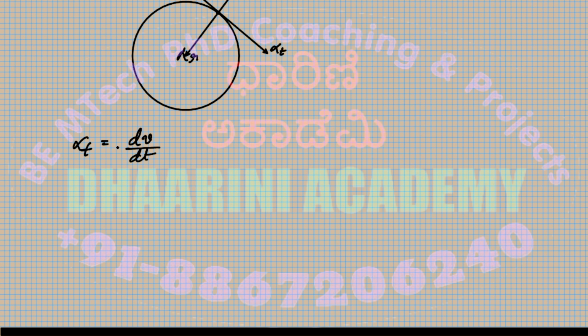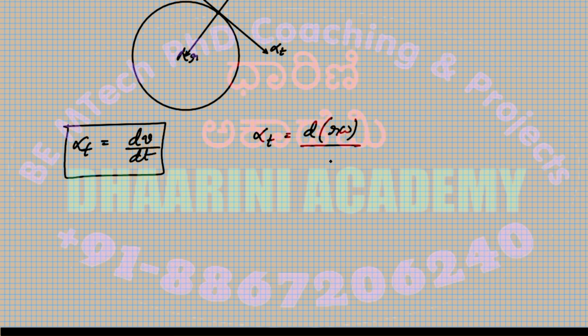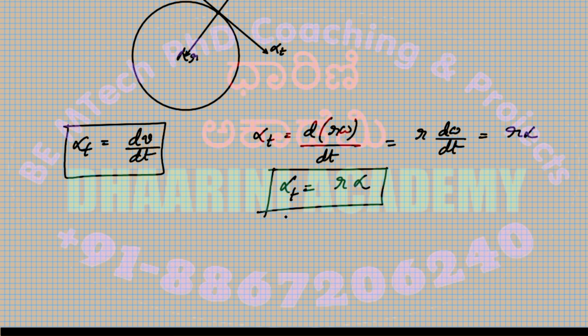But this is the fundamental equation, and we'll slightly modify it. We know that alpha t is equal to d of r omega divided by dt. Here r is a constant, so it is r times d omega by dt. What is d omega by dt? It is the angular acceleration alpha. So this is r into alpha, and I can write alpha t is equal to r times alpha, another important equation.